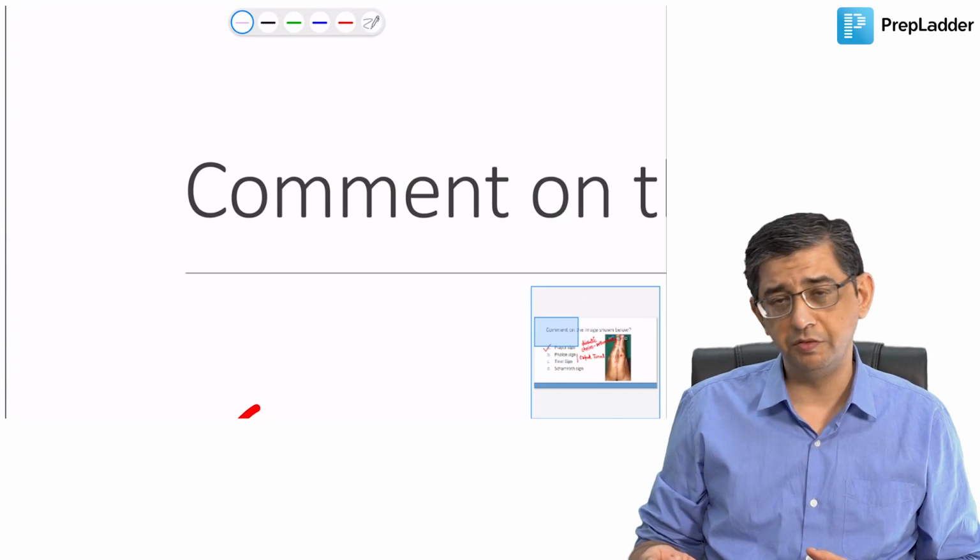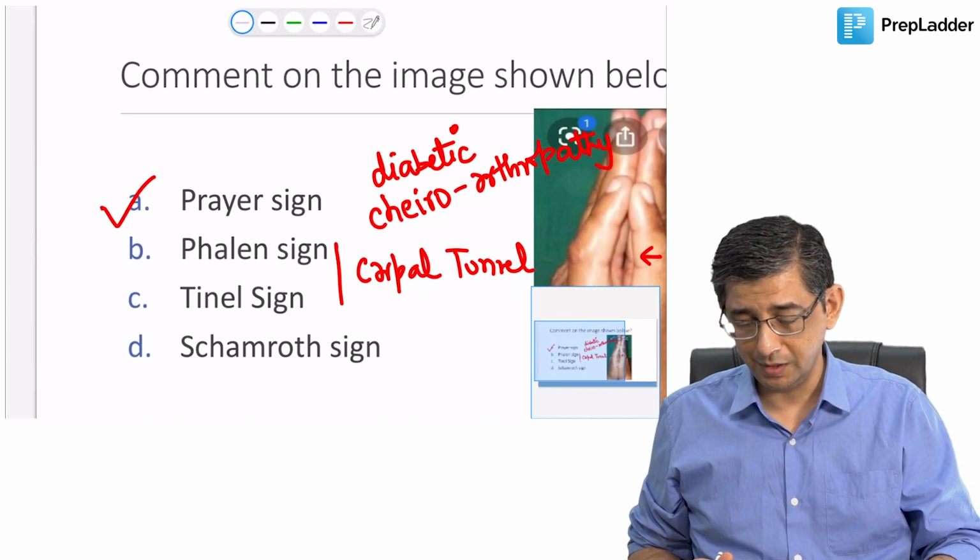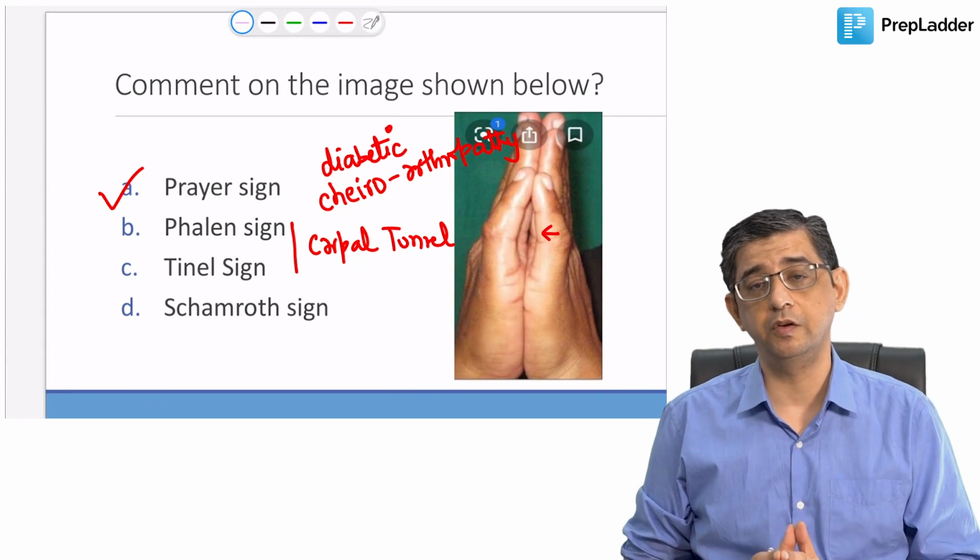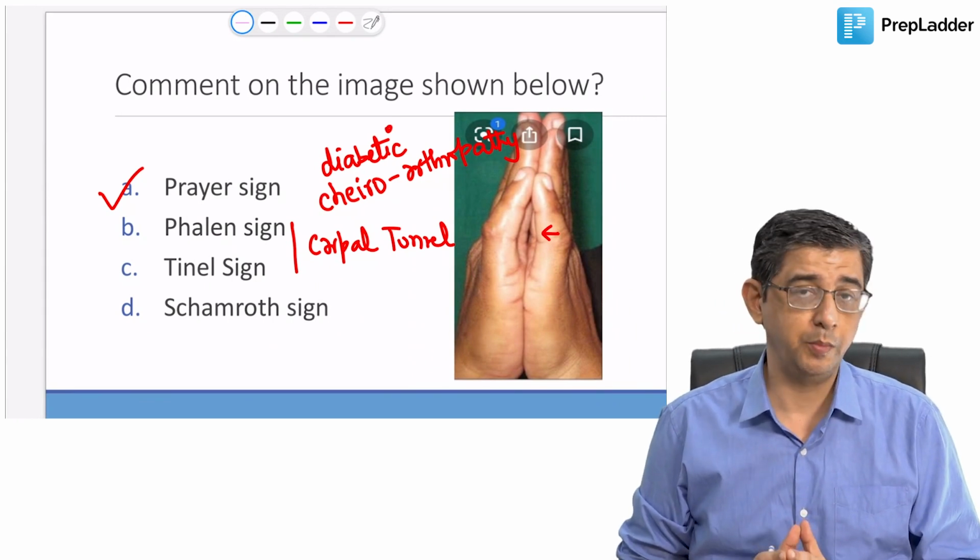And in a way, even if you do not go into the other options, the answer to this question is still straightforward: a prayer sign of diabetic cheiroarthropathy, casually called as diabetic stiff hand syndrome.